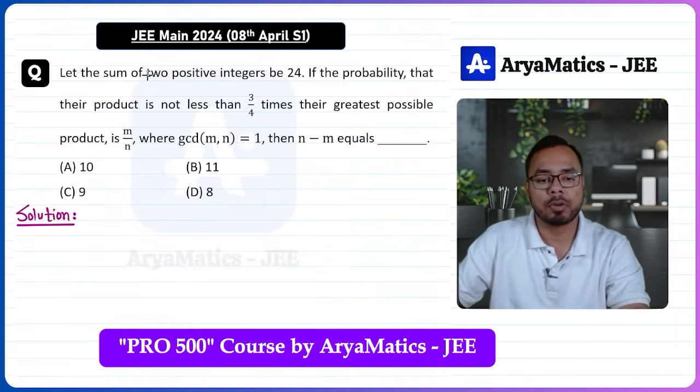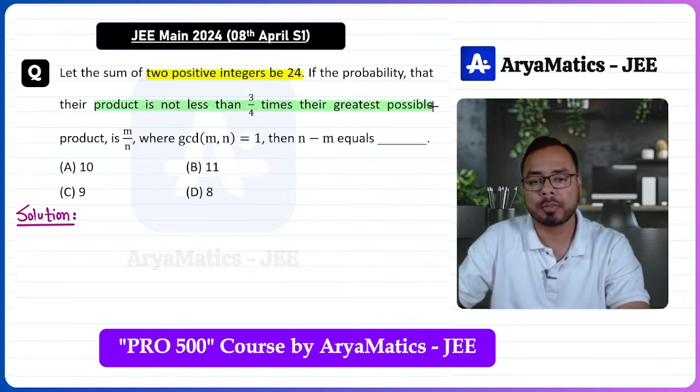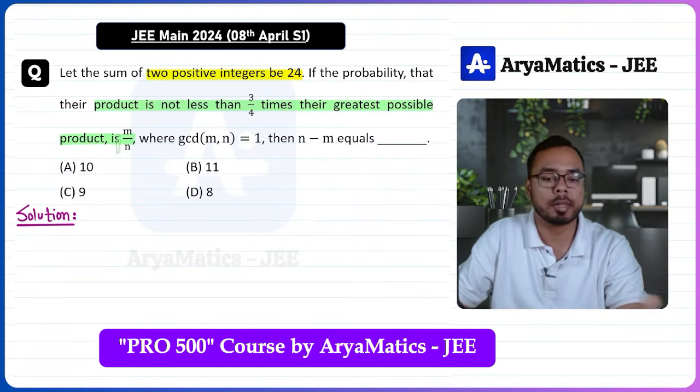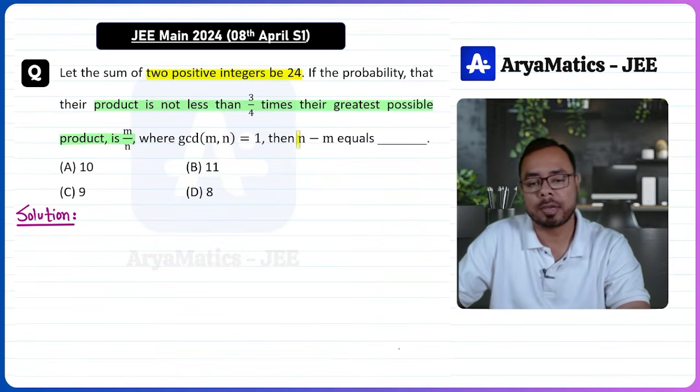Let the sum of two positive numbers be 24. If the probability that the product is not less than 3/4 of their greatest possible product is m by n, where again m and n are co-prime numbers, then we have to find the value of n minus m.